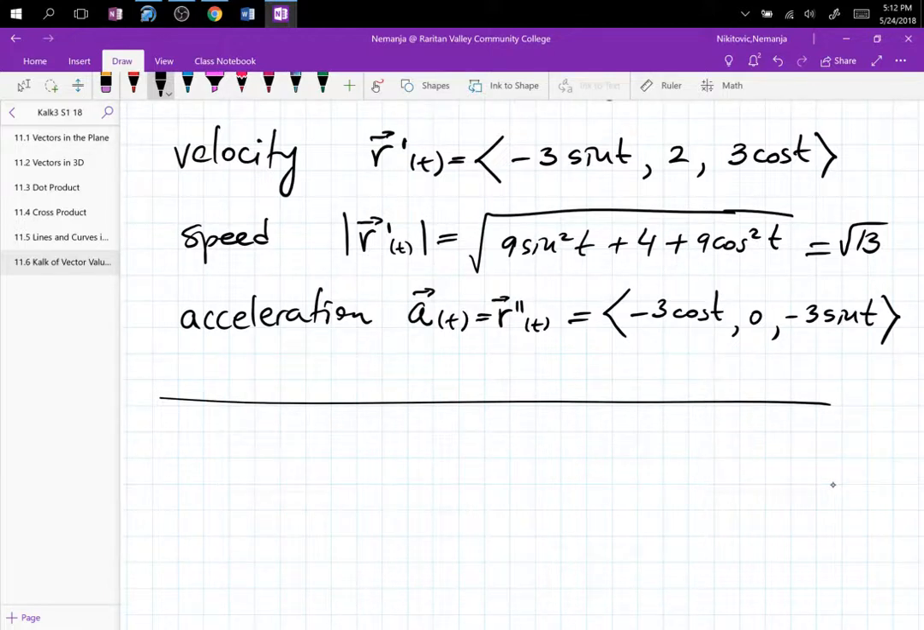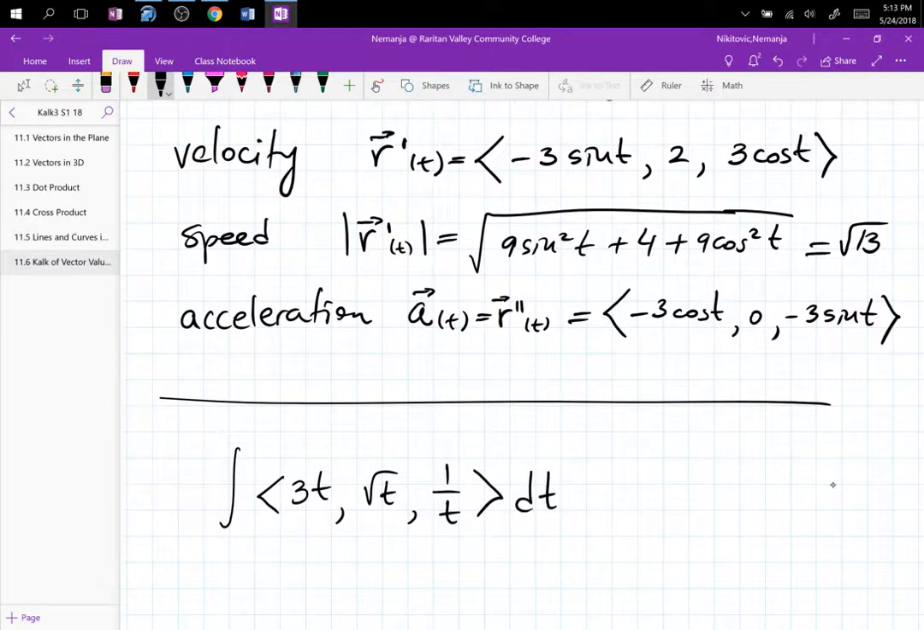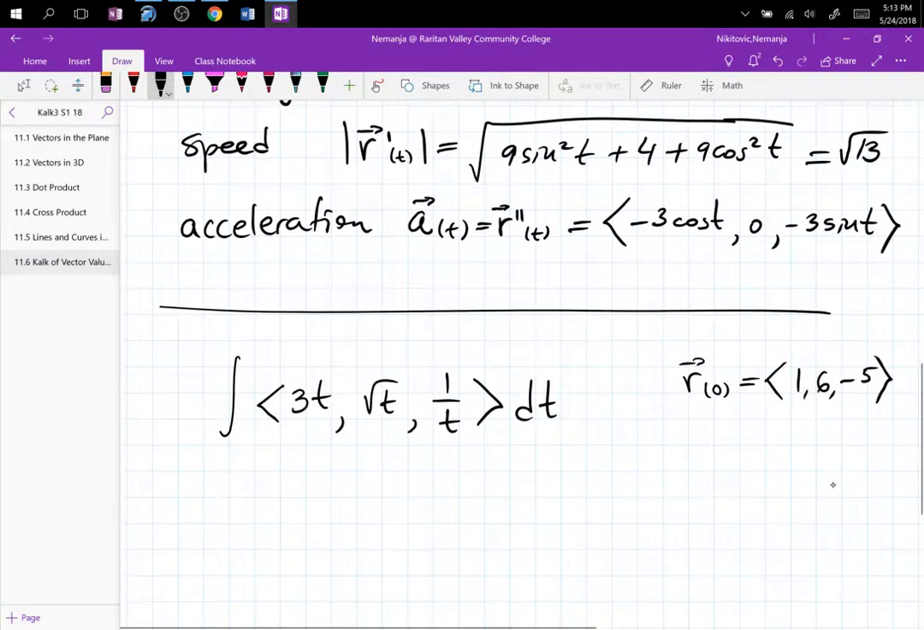Say the integral of 3t, square root of t, and 1 over t dt, and maybe we can set up that r at 0 is 1, 6, and negative 5, whatever. No, 1, 6, and 10.